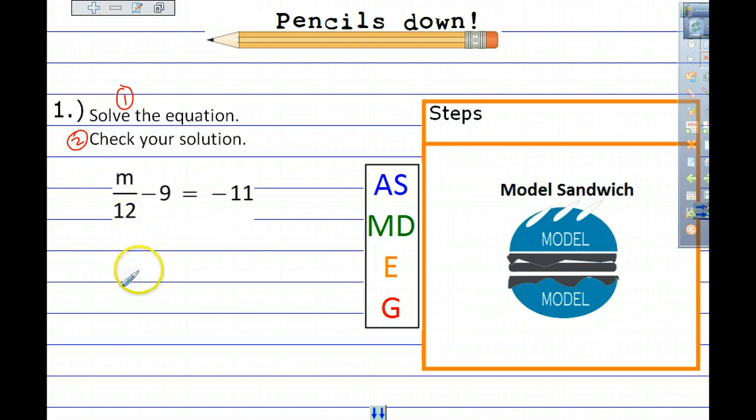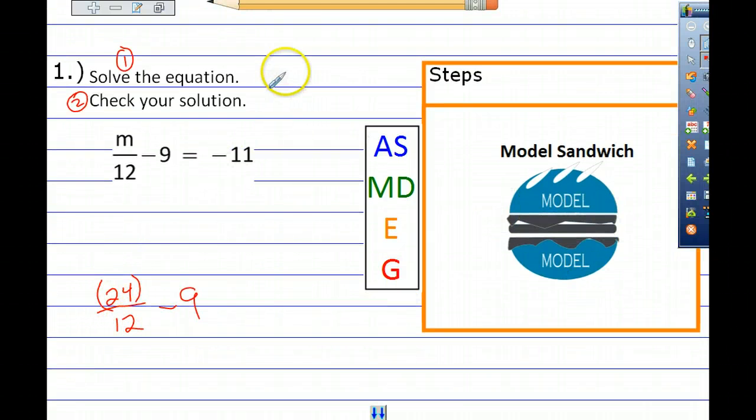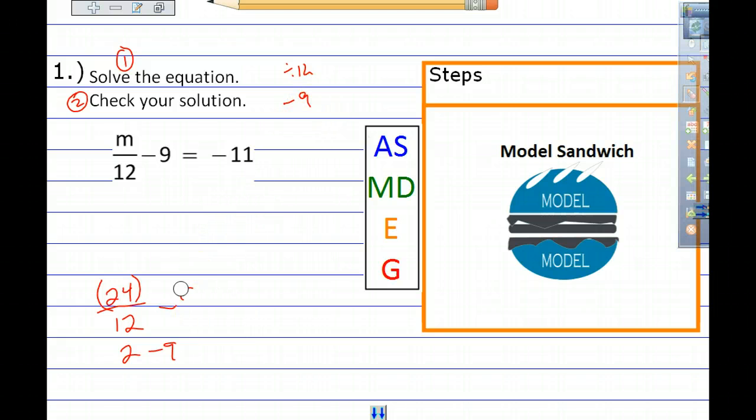Now, if you're doing a check, how would you solve this? If m was a number, let's say I'm going to pick a number that's divisible by 12. Let's just say I'm going to plug in 24. What would I have to do first here? Divide by 12. Yeah, you do 24 divided by 12. That would be the first step. What would be the second step? Yeah, minus 9. So that's what you do if you're just doing a check.